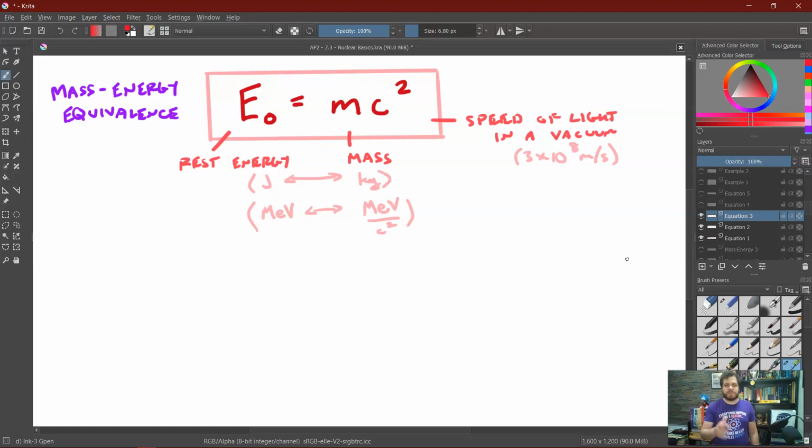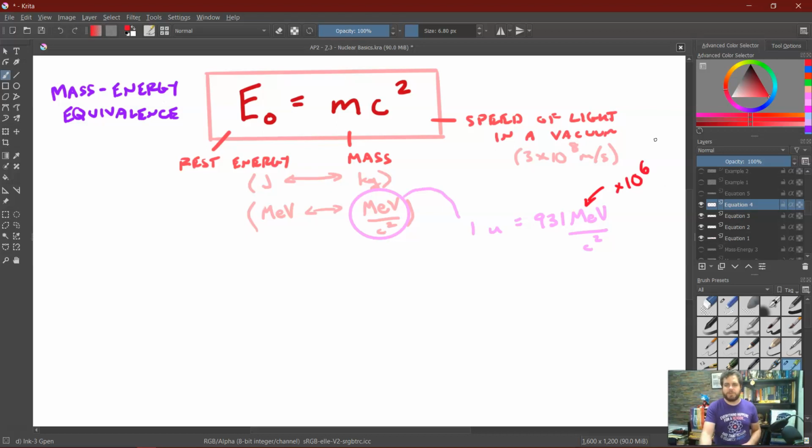And so this allows us to do some quick, easy mass to energy conversions without having to do a bunch of extra math. Now, one atomic mass unit, or 1 u, is equal to 931 mega electron volts per c squared. Now, quick note, remember mega means times 10 to the 6. Now, taking this a step further, how could we apply this to the nuclear binding energy concept?